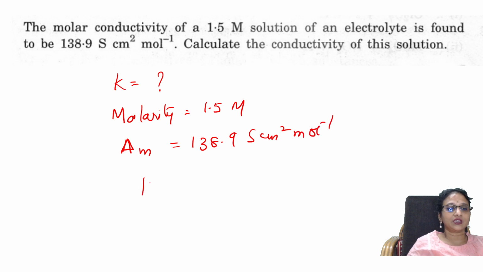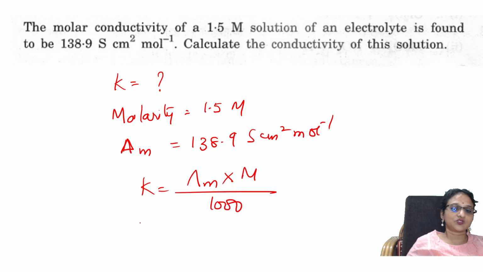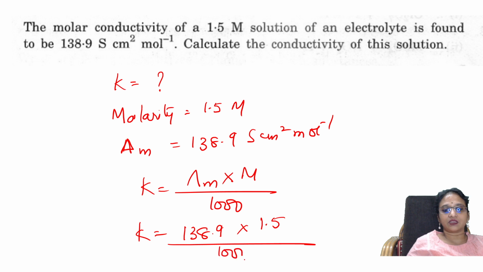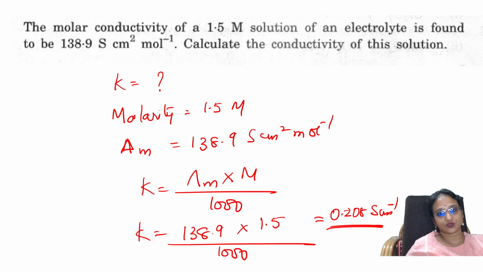So what is the formula? K is equal to lambda m into capital M by 1000. The molar conductivity is 138.9, into the molarity 1.5, divided by 1000. How much did I get? 0.208 Siemens centimeter inverse. Easy, easy, students. It's a direct formula substitution.